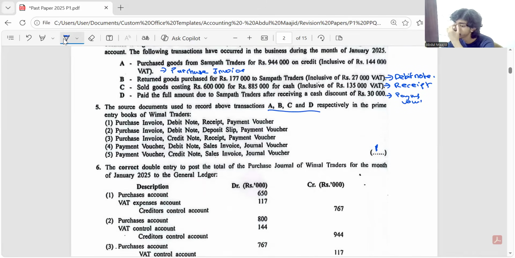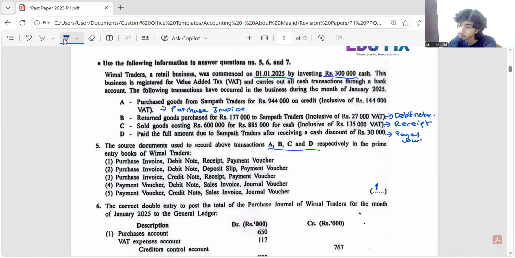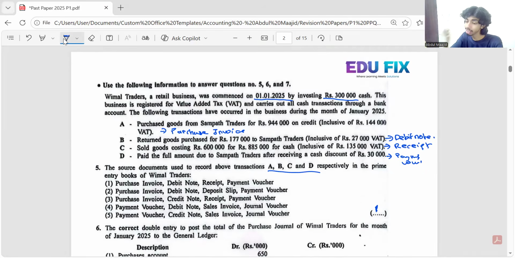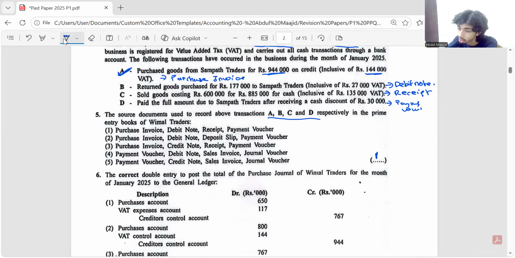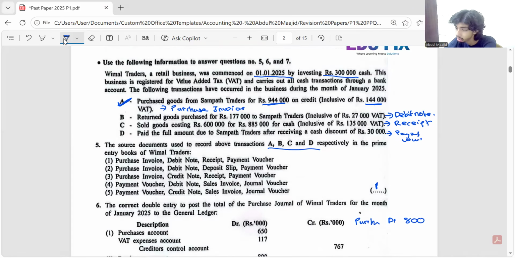Sixth one: the correct double entry to post the total of the purchase journal of Vimal Traders for the month of January. In the purchase journal, we will put only the credit purchases. So credit purchases is only A, right? Only in A there was a credit purchase: purchase goods from Sampath for 944, including a VAT of 144. Then the double entry is simply going to be purchases debit 800, because the VAT included in that is 144.